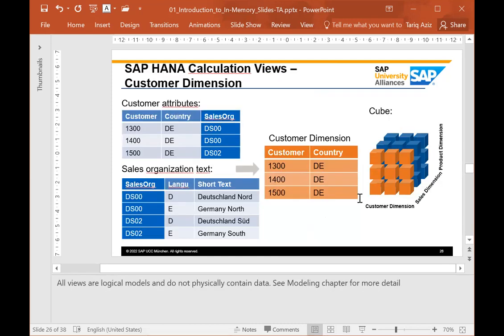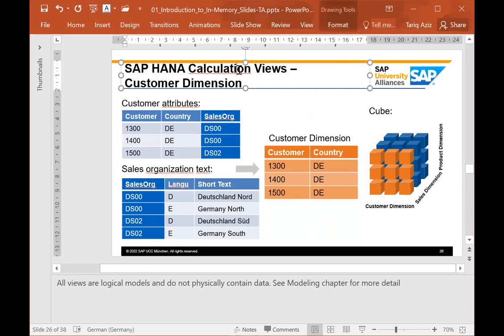Now, guys, whenever we're talking about calculation views, remember one thing, and this is very important from the knowledge point of view. We have two things: one is dimension and the other is fact. Dimension table, fact table. Okay, guys?